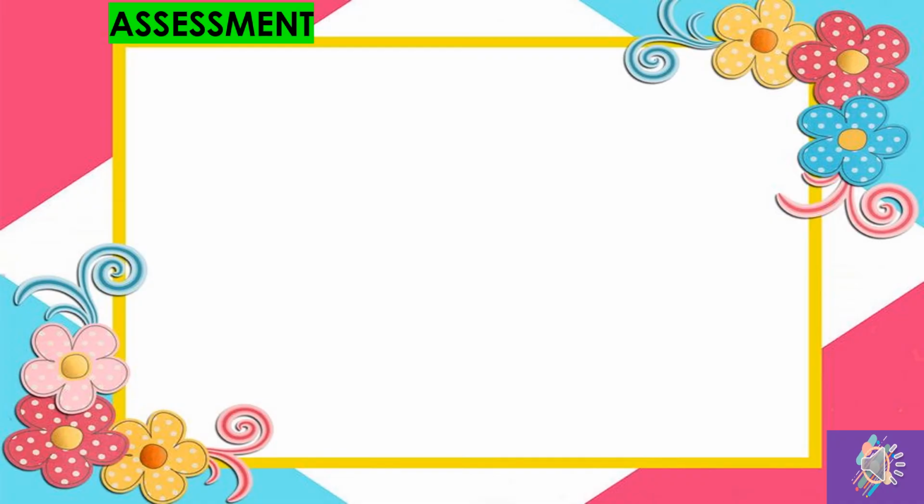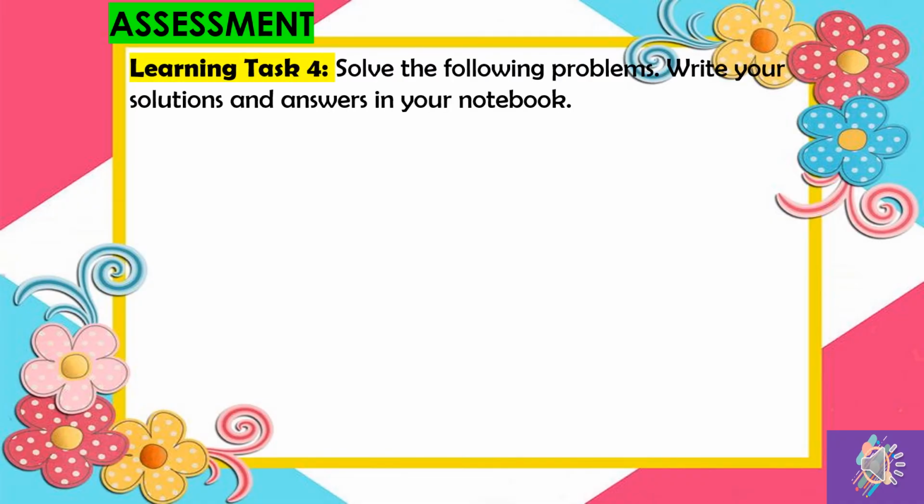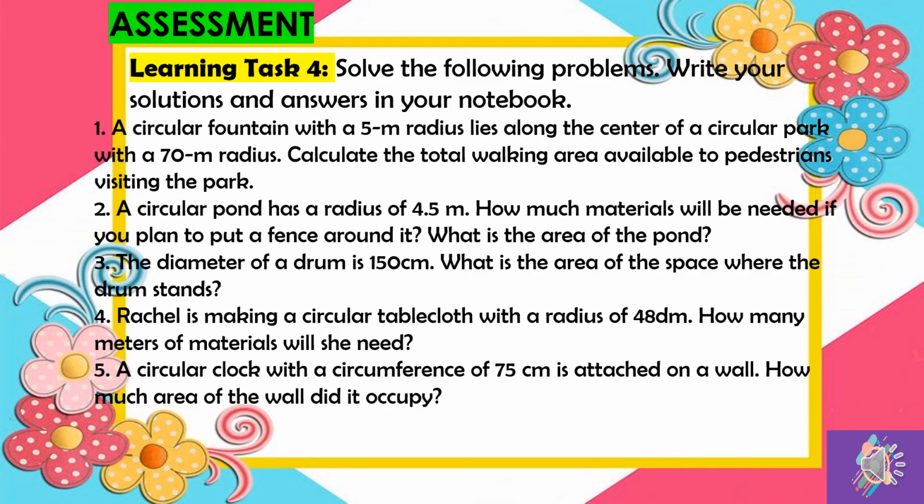Now, for the assessment, Learning Task 4, solve the following problems. Write your solutions and answers in your notebook. So here are the problems. Number 1, a circular fountain with a 5-meter radius lies along the center of a circular park with a 70-meter radius. Calculate the total walking area available to pedestrians visiting the park. Number 2, a circular pond has a radius of 4.5 meters. How much material will be needed if you plan to put a fence around it? What is the area of the pond?